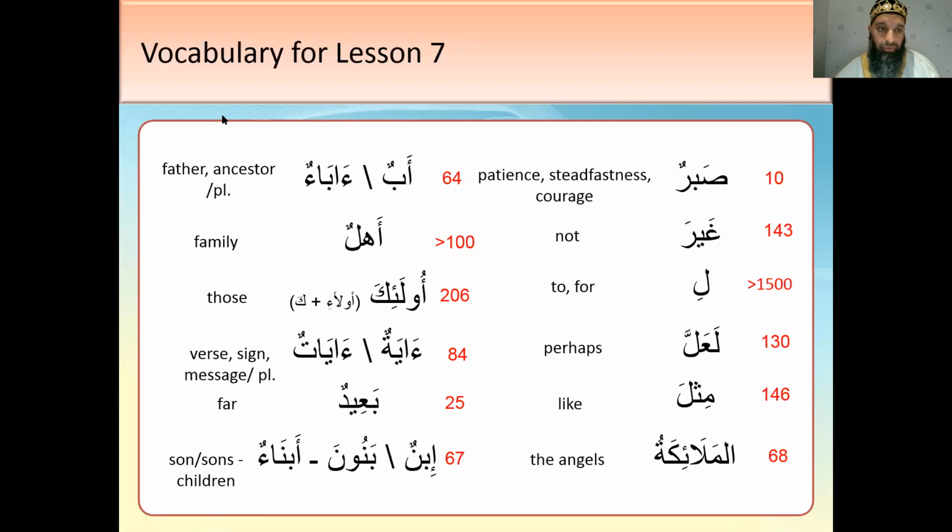Abun. And we use this in Urdu as well. Abu is father. And Abun, Aba, it's ancestor and that. Ahlun, like we say, Ahlul Bayt, the family, household. Ahlul Bayt, the family. So Ahl is family.